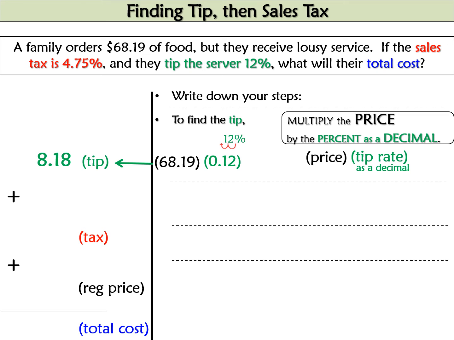Now, your calculator is going to spit out something slightly different than that. But remember, we're dealing with money. So when we're dealing with money, unless you're told otherwise, always round to the nearest penny, or the hundredths place, or the second decimal place.